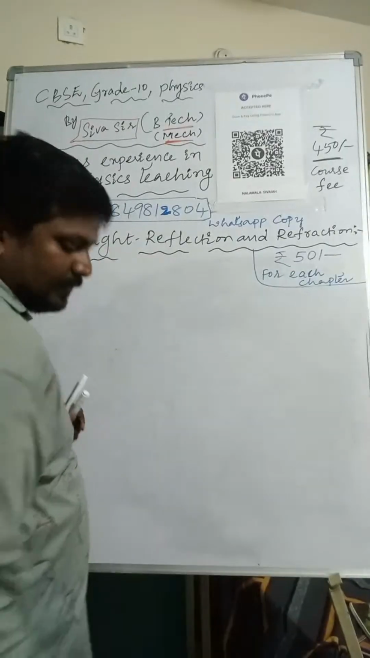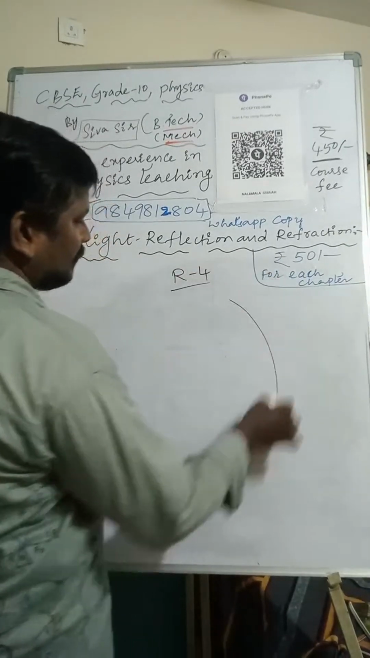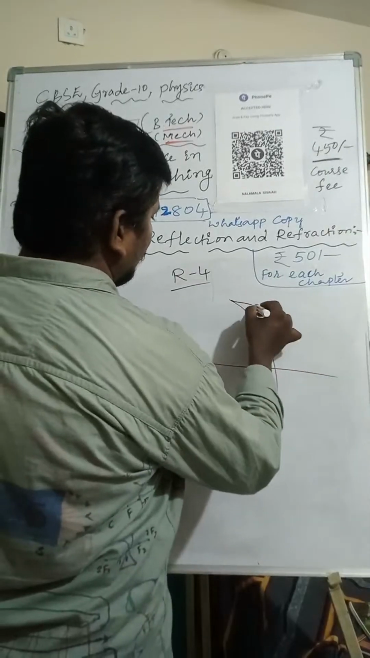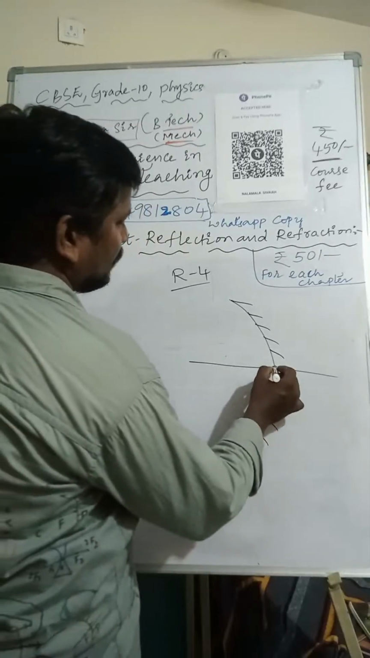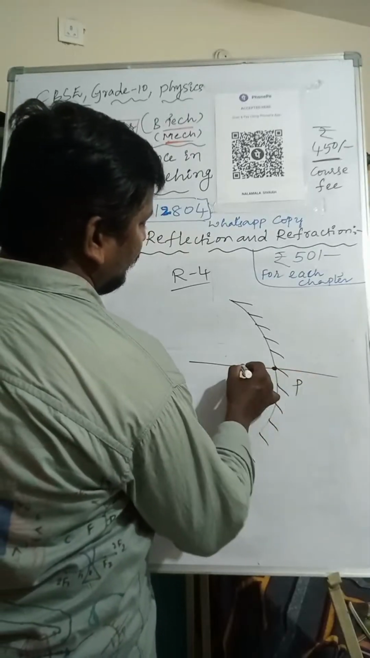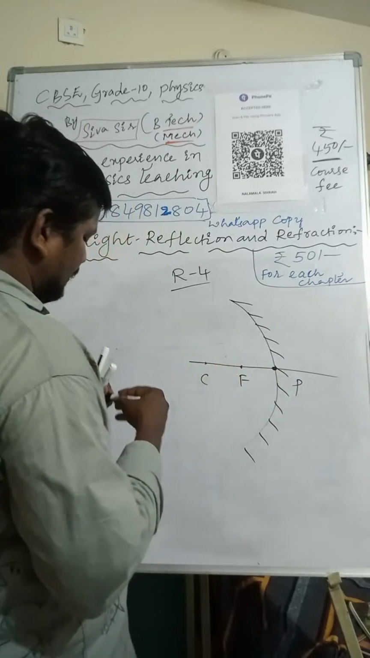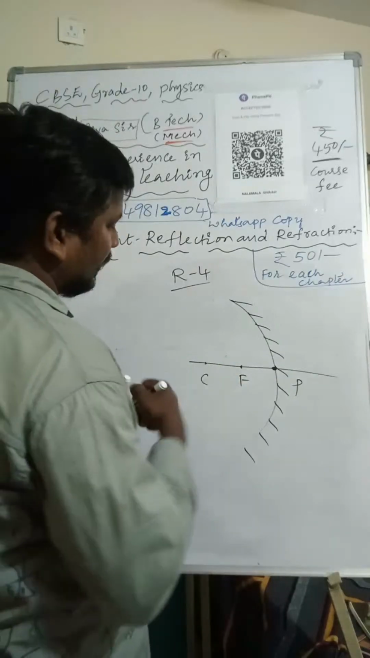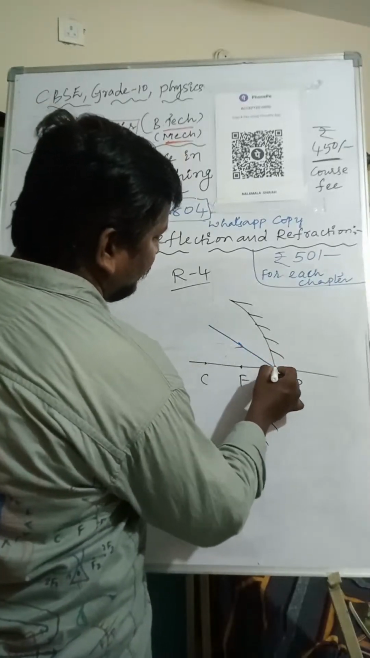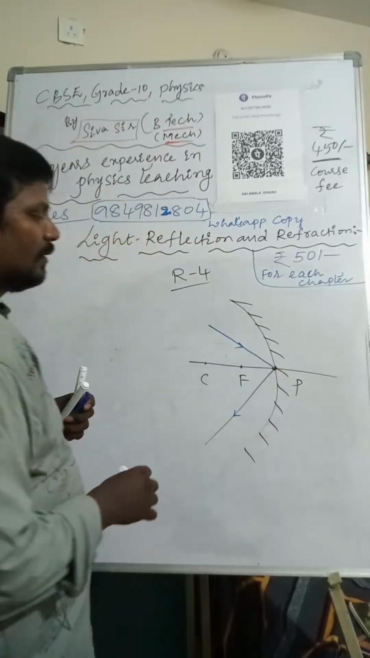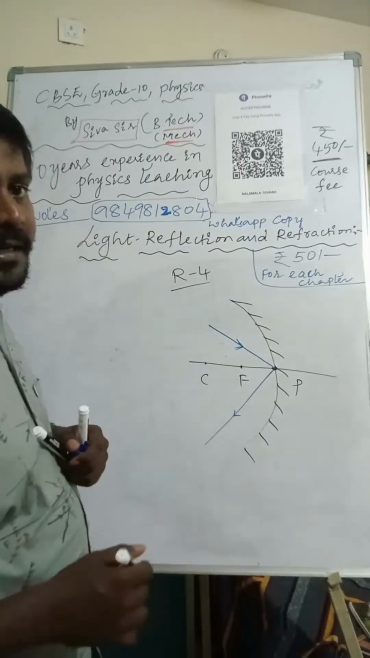Ray 4. So this is the pole, focus, center of curvature. A light ray is incident on it like this. It will be reflected. Incident ray, reflected ray.